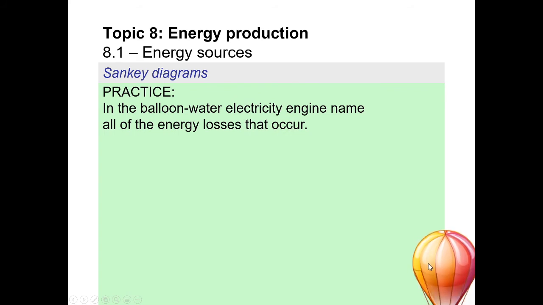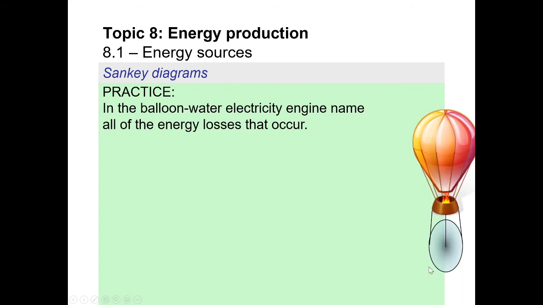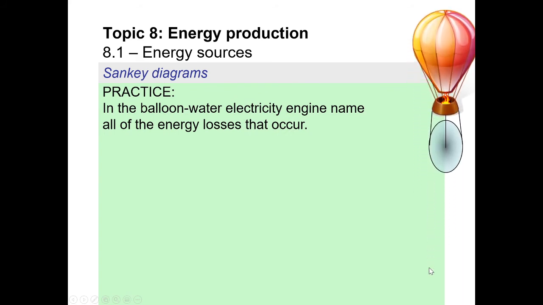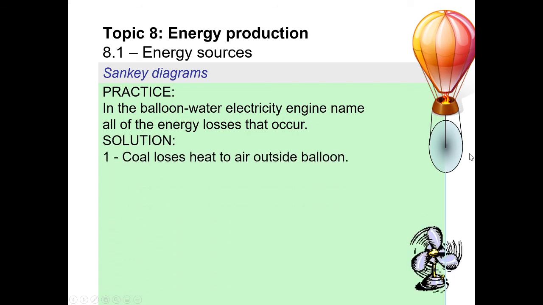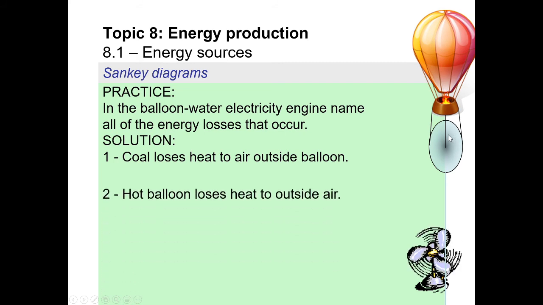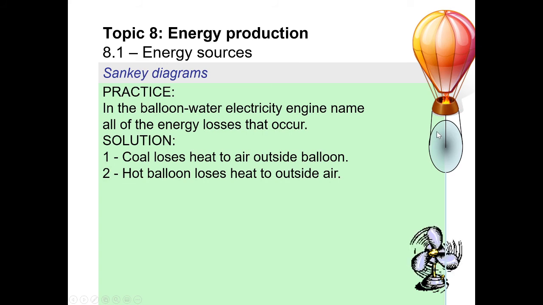Okay, now we're going to look at the same scenario, but name the energy losses that occur. All right, well, first things first. When you have some kind of a heat source, some heat will be lost to the air outside the balloon. Okay, so a hot air balloon loses heat to outside air. So not all of the heat that goes inside the balloon stays inside the balloon. It will be lost to the environment.